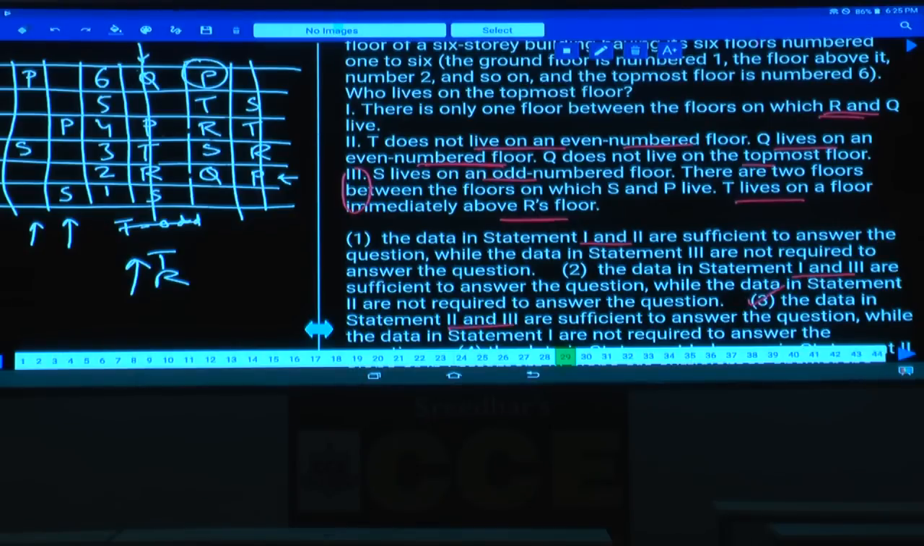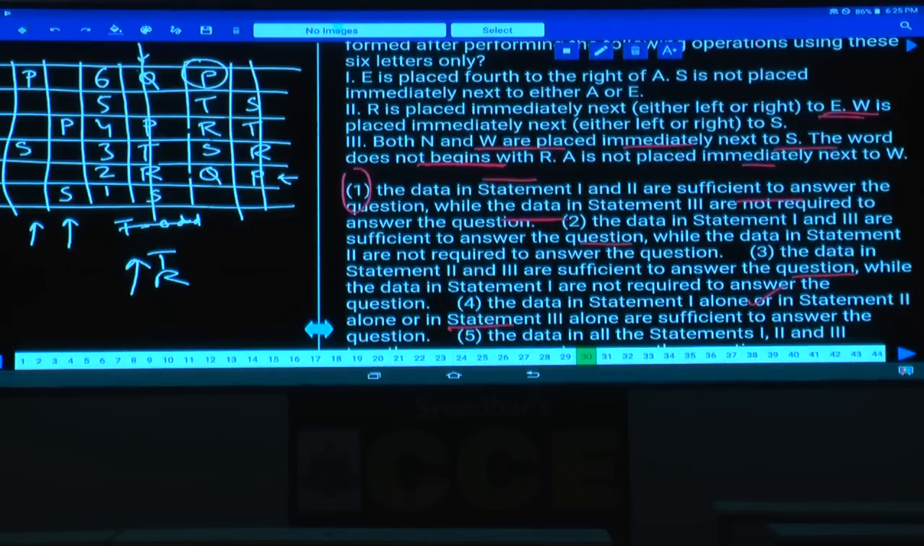Done with this? Hence in the case of data sufficiency, you should always take as many possibilities as you can, because if you are able to prove a second case, then you cannot get the answer. Done? And this is about question number 29.